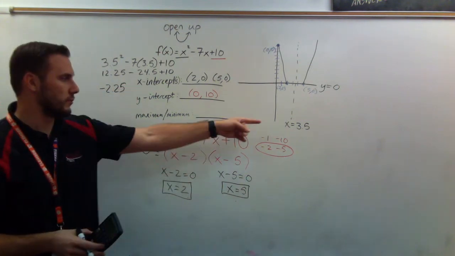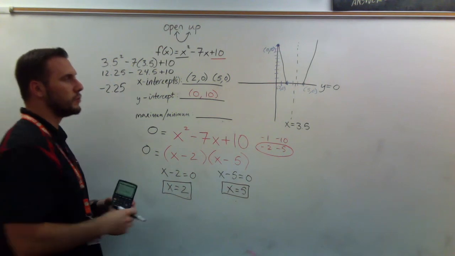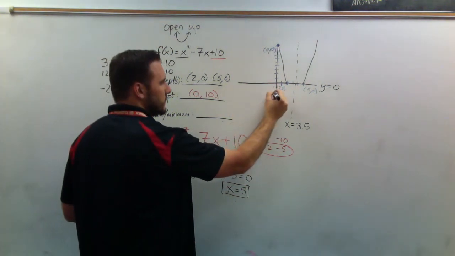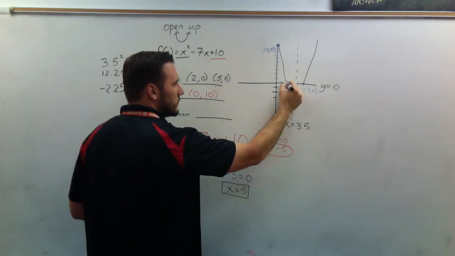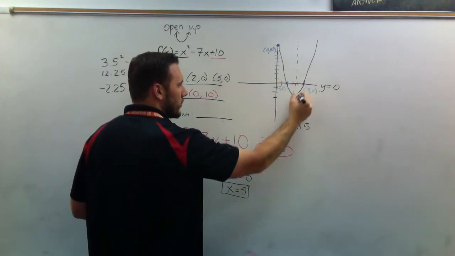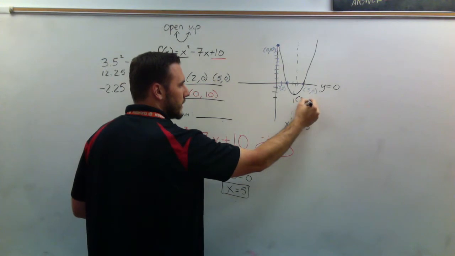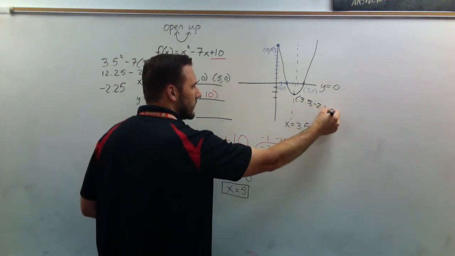So when x is equal to 3.5, we have a y of negative 2.25. So it's actually just a few places down on the graph, between 2 and 3, a little closer to 2. It's going to come down and reach that point. I'm going to label it an x of 3.5 and a y of negative 2.25.